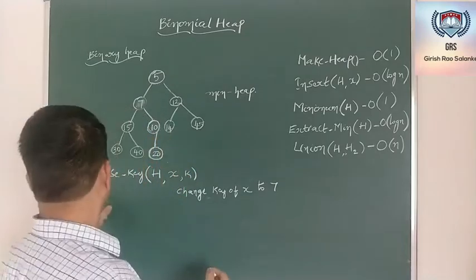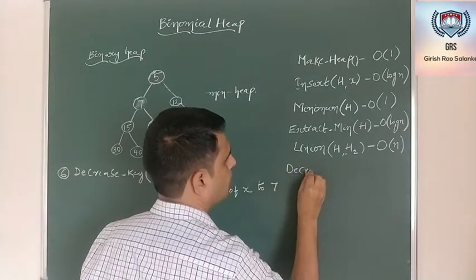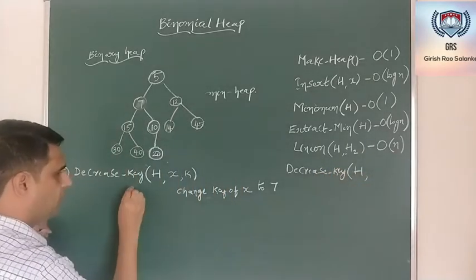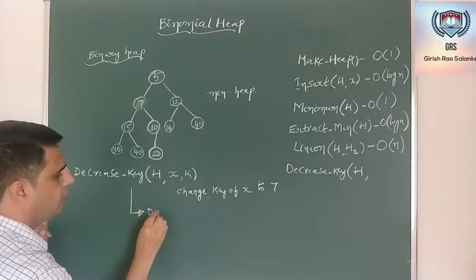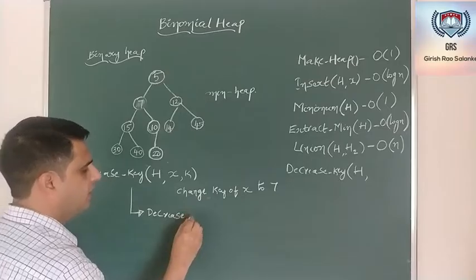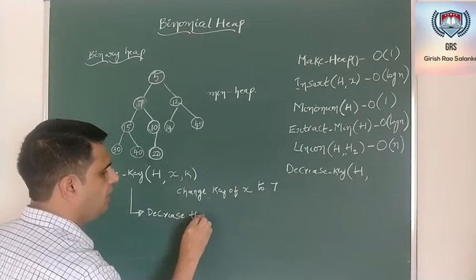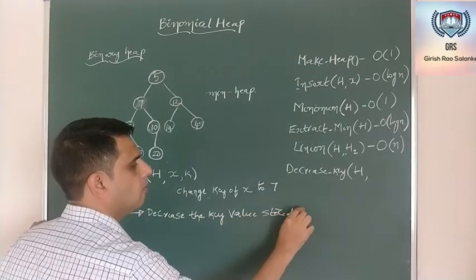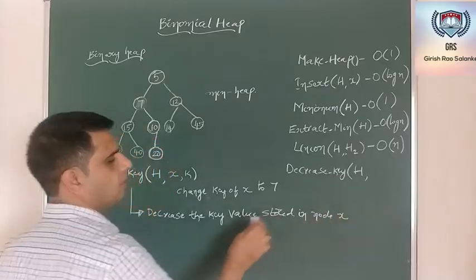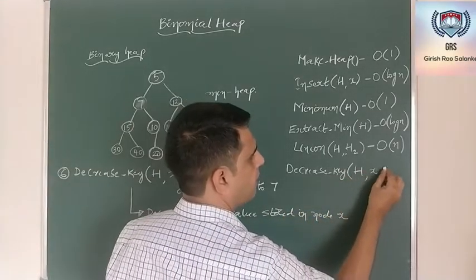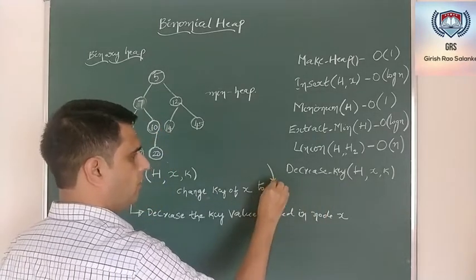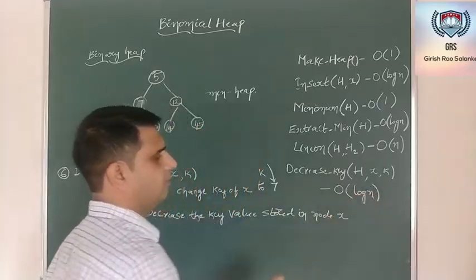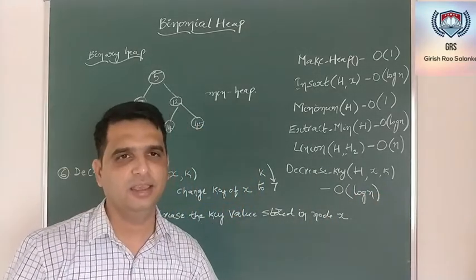So I can say this decrease key operation on the heap H. Now what was the objective? The objective was to decrease the key value stored in node X. So it is H of X comma K. Now what is this K? K is this new value. Now what is the time taken? It takes order of log n time. So this is about the decrease key operation.